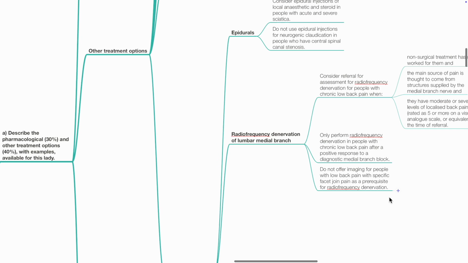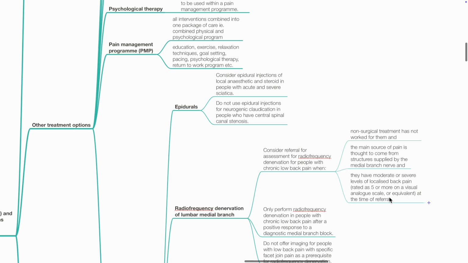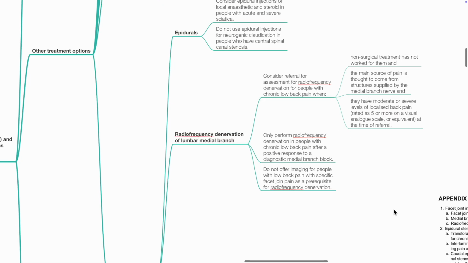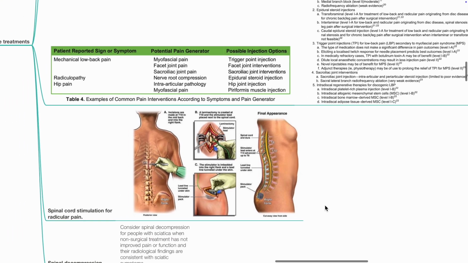Invasive treatments include epidurals. Consider epidural injection of local anesthetic and steroid in patients with acute and severe sciatica. Do not use epidural injections for neurogenic claudication in people who have central spinal canal stenosis. Radiofrequency denervation of lumbar medial branch for patients with positive response to a diagnostic medial branch block. Other injection options include trigger point injection, facet joint interventions, sacroiliac joint interventions, hip joint injection, and piriformis muscle injection.